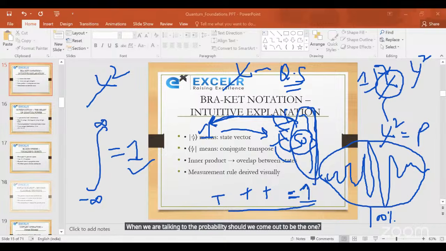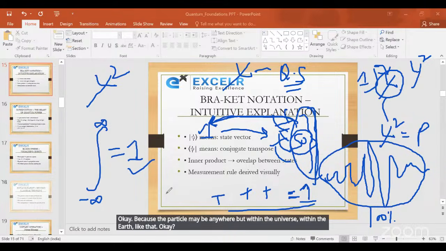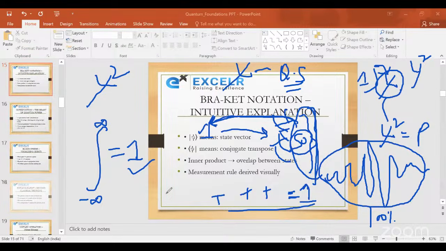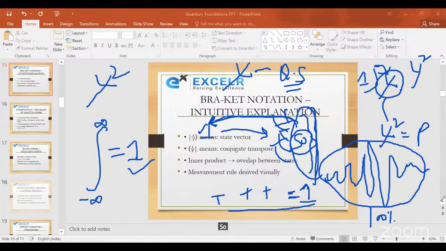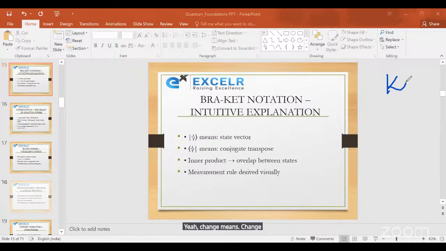Because the particle may be anywhere, but within the universe, within the earth, like that. We want to keep this parameter, the probability being 1, constant if the quantum system changes. Change means we are talking about the ket vector.